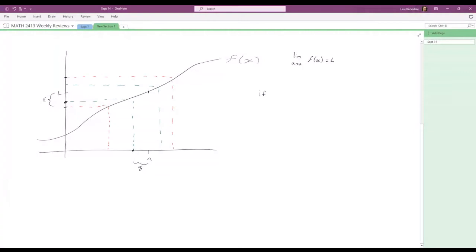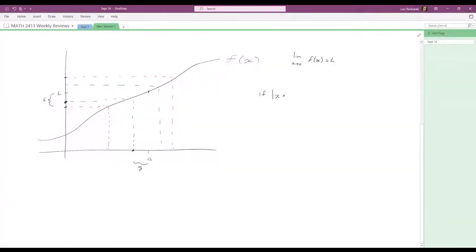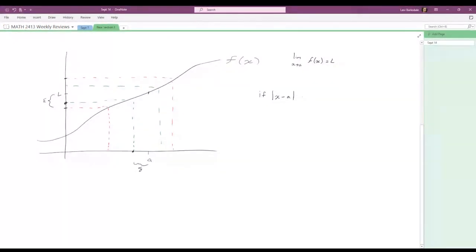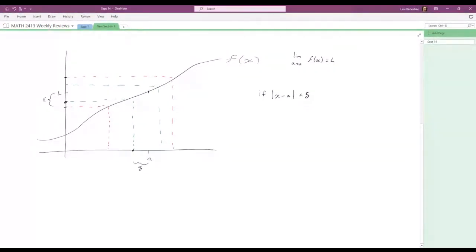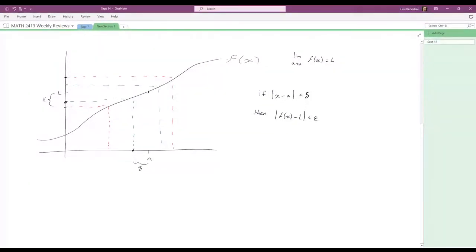So it's always like an if-then statement. So if our x value is close enough to our a point, then our y value is within our epsilon range.